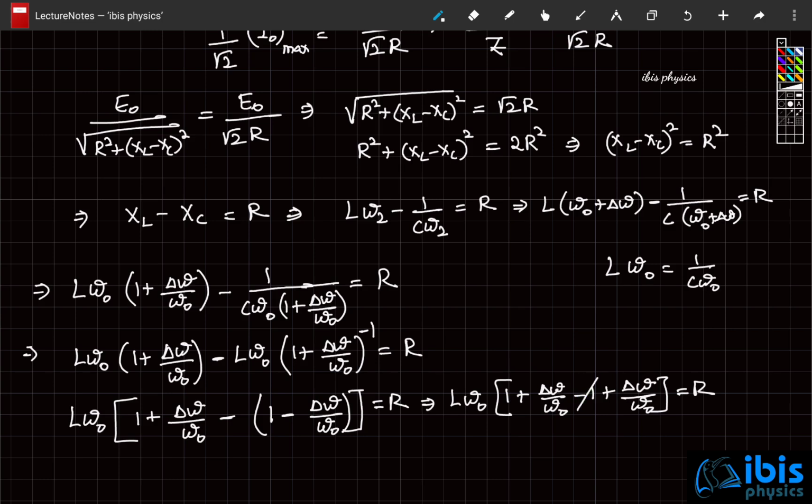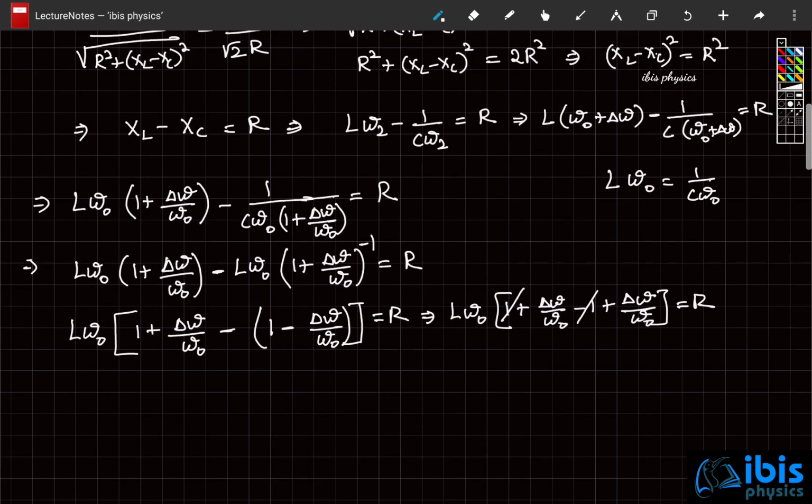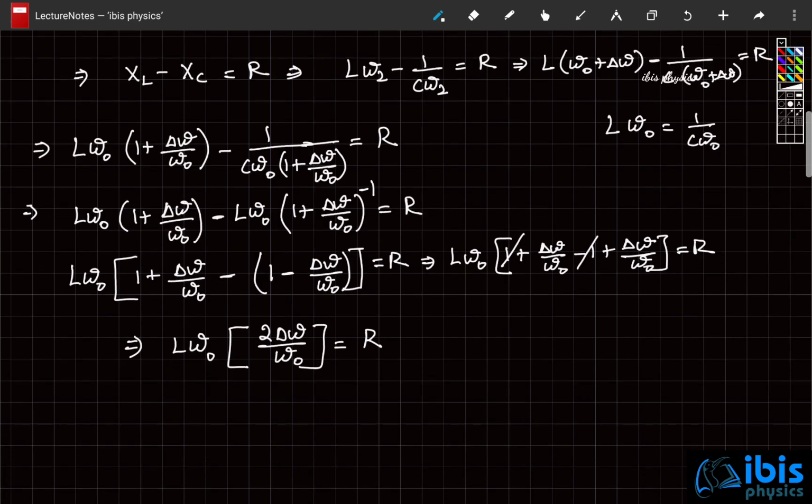Actually, if we had started out with L omega 1 and 1 by C omega 1, here we would have got minus 2 times delta omega naught, but that is still fine. We are only concerned about the number. So L omega naught into 2 times delta omega by omega naught, this is the reciprocal of the quality factor or sharpness of resonance, is equal to R. Before taking the reciprocal, 2 delta omega by omega naught equals R by L omega naught.